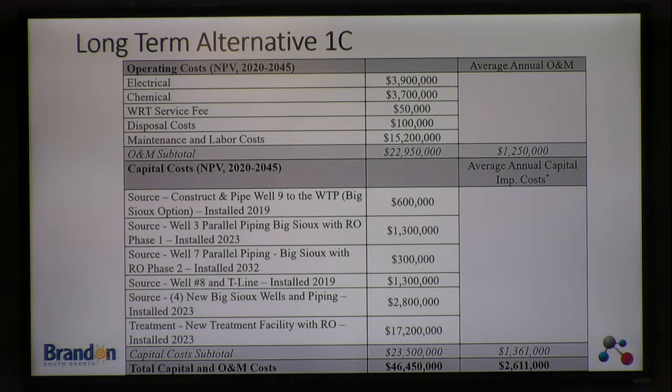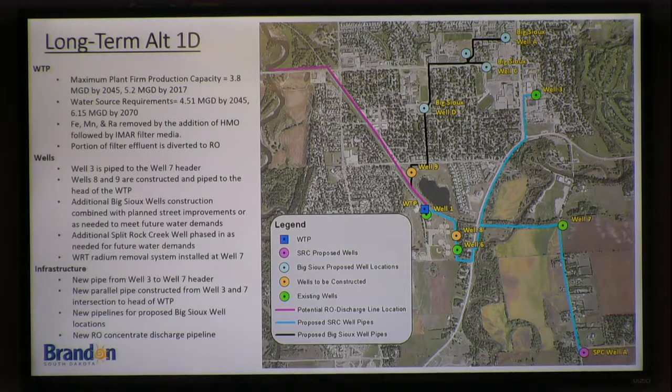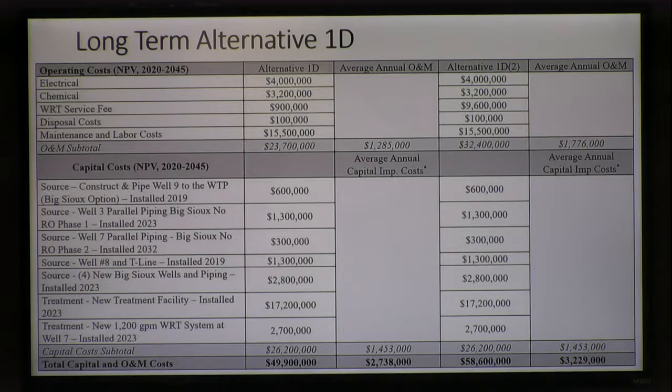Alternative 1D, utilize WRT at well number 7 in addition to RO. So you see the RO discharge pipeline here, WRT being used at well number 7. And 1D is going to have two different levels of O&M costs depending upon how much well 7 gets used, right? So this is at the low end of utilizing well 7 just to make up enough water needed. And then the high end says, hey, we got well 7, we're gonna pump that baby. Remember, these are costs over 25 years. So it's the cumulated O&M cost over 25 years.